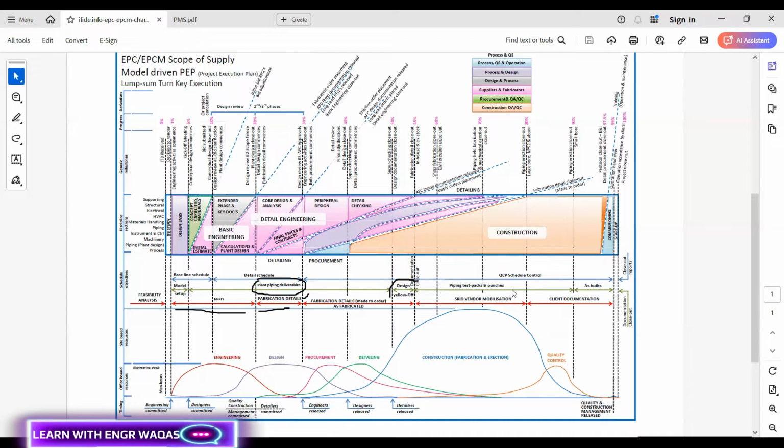So what does it mean by piping, test packs and punches? These are parallel things going on. I forgot to mention that detailing people are needed here, because here detailing was going on. Procurement comes after detailing, right? Only after the detailing task can you assume how much steel I need, how much 2-inch piping I need. So detailing-oriented experts are in demand.